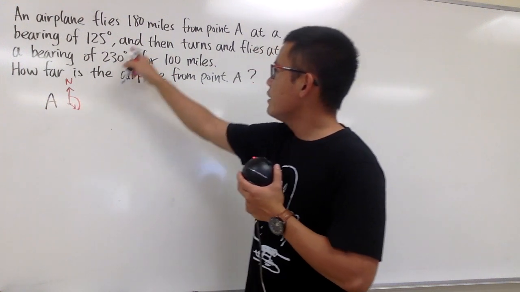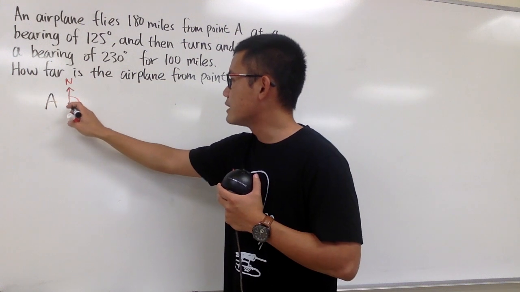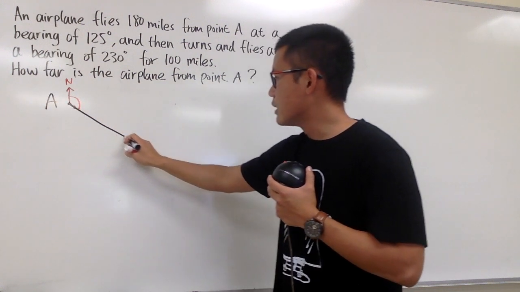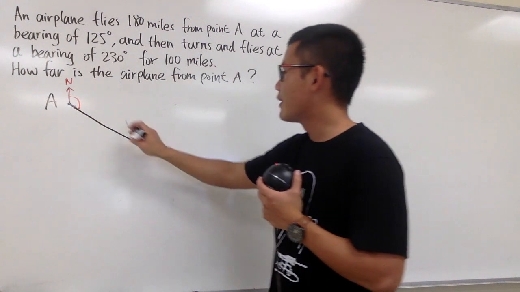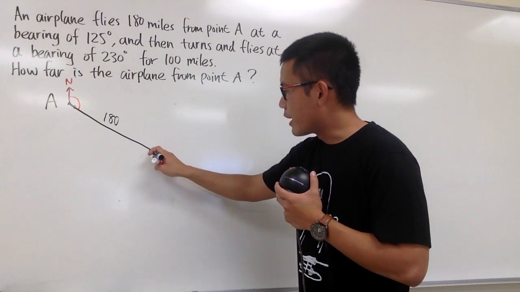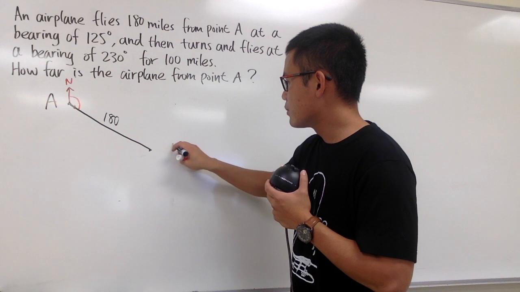And in fact, I know how far I traveled, which is 180 miles. So I'm going to go from this point, and I'm just going to draw 180 miles. So let me just draw this right here to be my 180, right? This is 180 miles. And I'll stop right here. And let me just call this point B right here.